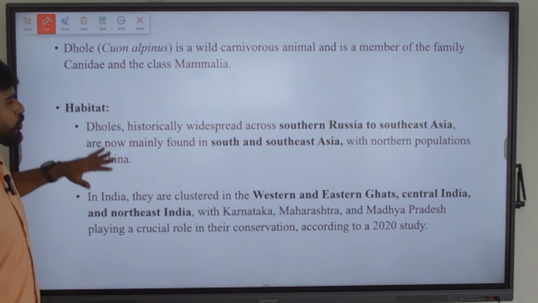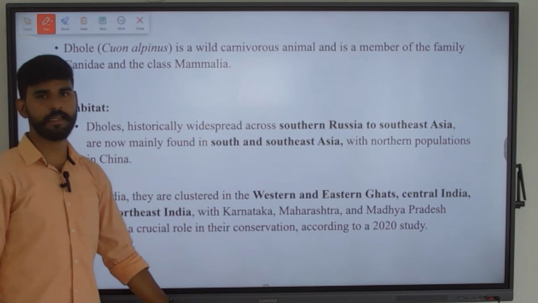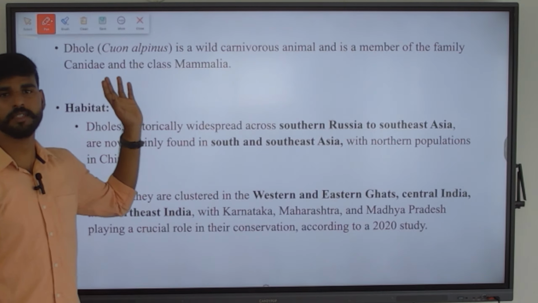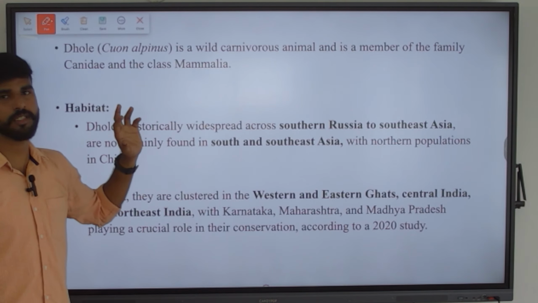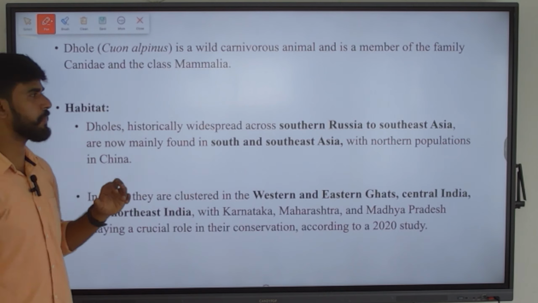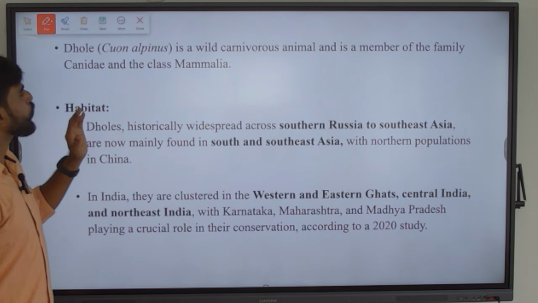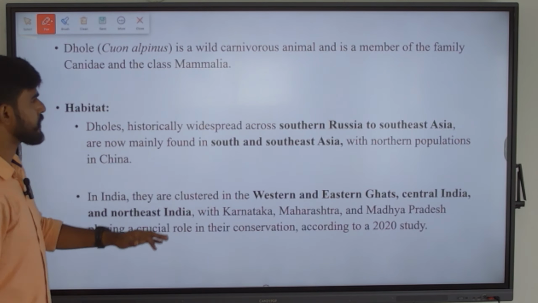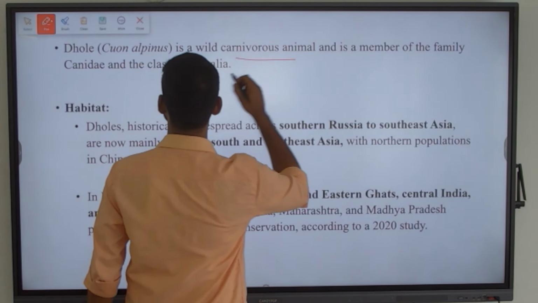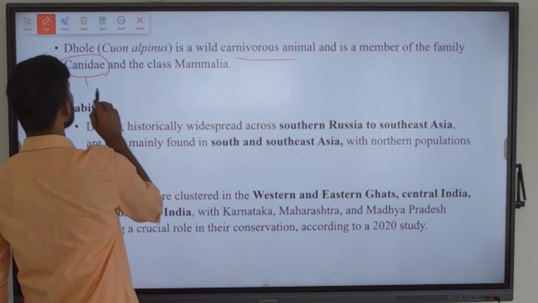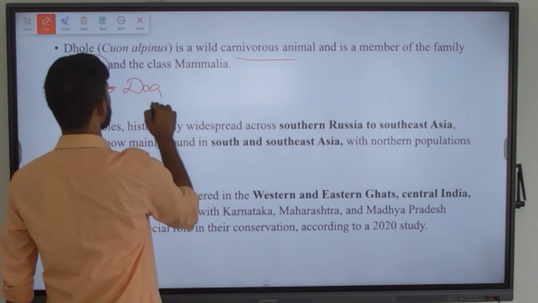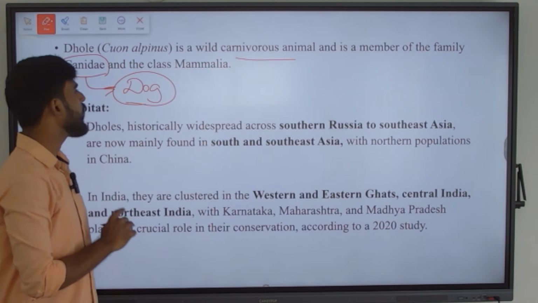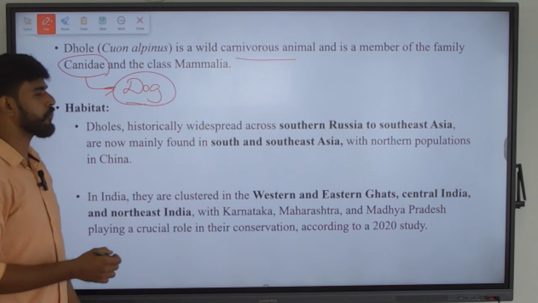Next is, what are dholes? We have to understand this in detail, and we must understand about the national park in which this study was conducted, that is Manas National Park. Okay, so dhole, it is a wild carnivorous animal. Yes, it is a carnivorous animal and it is a member of the family Canidae. So all dogs will be categorized under this family Canidae. Okay, and it is a mammalia. Okay, it is a mammal.